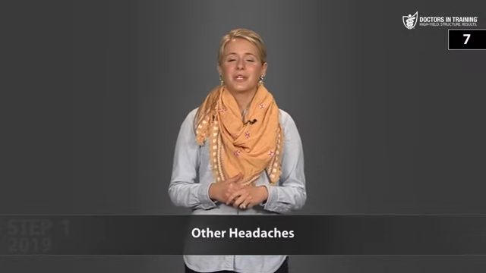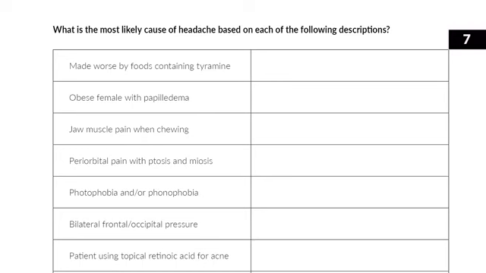Ready? Let's go through these answers. What's made worse by foods containing tyramine? This is a migraine. Patients with migraines should try to avoid tyramine-rich foods. So where do you find tyramine? That's in aged foods, as aged foods tend to have more tyramine, which can trigger migraines. So think about brown bananas, aged cheeses, aged meats and wines, things like that.